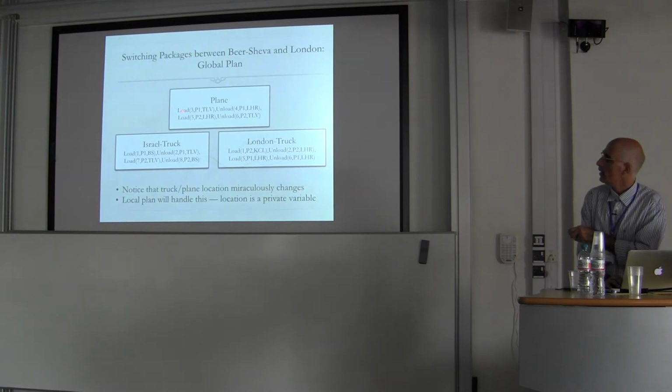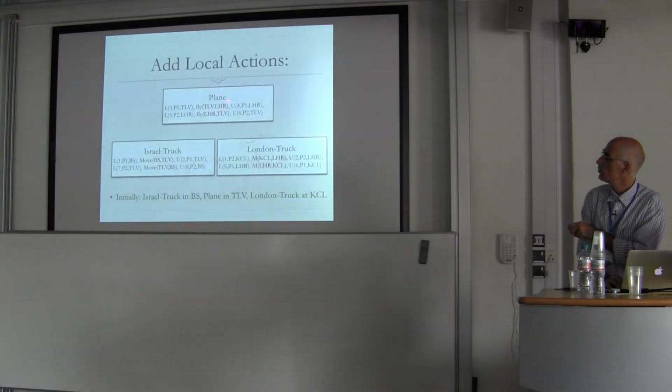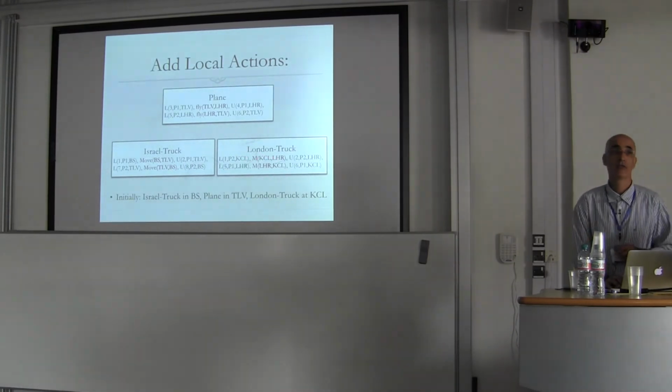So initially, the plane is in Tel Aviv, that's not a problem. But then it's going to unload in Heathrow. How does this happen? Because we introduced this flight from Tel Aviv to Heathrow action. Similarly, it reloads the package in Heathrow, and then miraculously it was in Tel Aviv. In the global scenario, we fill in the information by making sure it flies. And similarly for the truck, moving from Beersheba to Tel Aviv, moving back from Tel Aviv to Beersheba, moving from King's College to Heathrow, moving back from Heathrow to King's College.